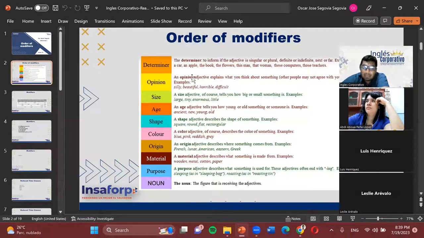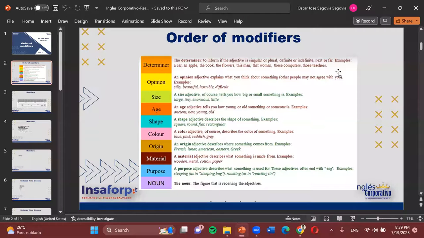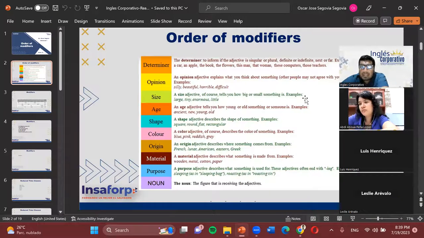Now, the opinion. An opinion adjective explains what you think about something. Other people may not agree with you. Examples: silly, beautiful, horrible, difficult. Opinion adjectives are basically all the adjectives that we use to describe how something looks or feels in our opinion, in our perception. So those are some of the adjectives that you can use: silly, beautiful, horrible, and difficult. So it's something that you perceive, it's your perception, it's your opinion.